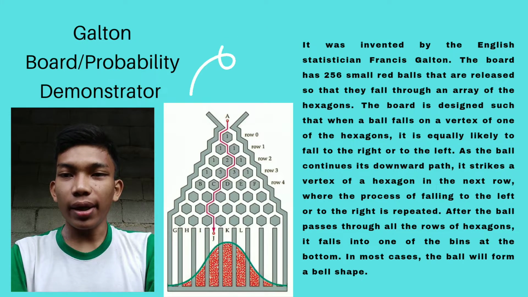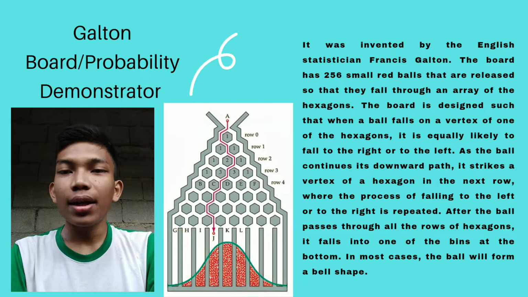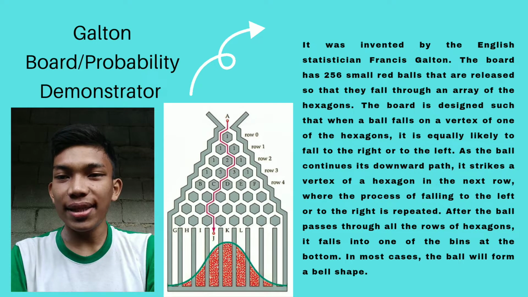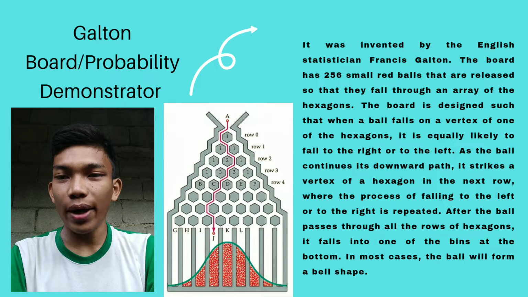The object shown at the left is called the Galton board or probability demonstrator. It was invented by the English statistician Francis Galton. This particular board has 256 small red balls that are released so that they fall through an array of hexagons.